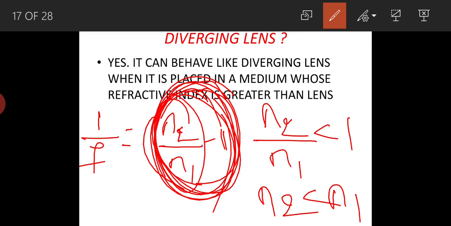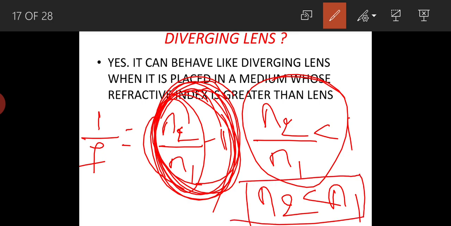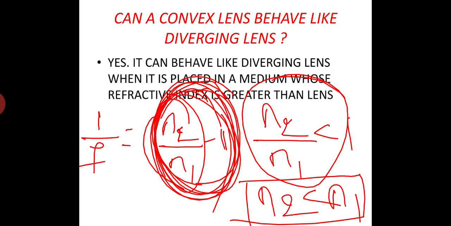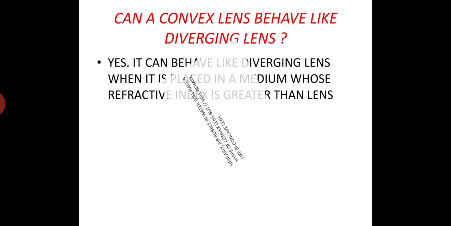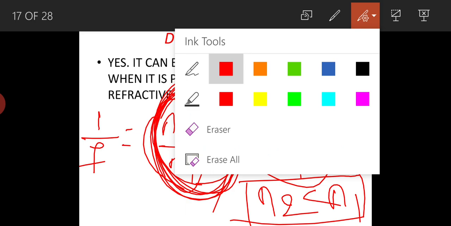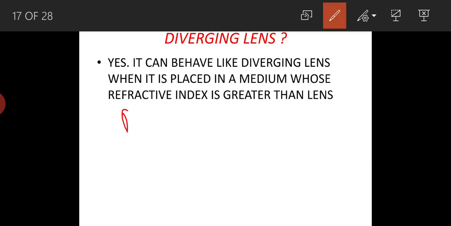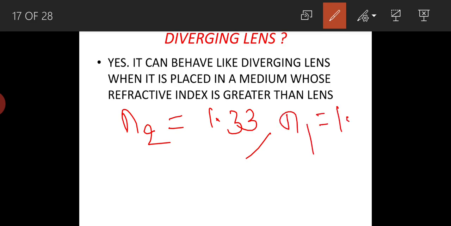If n2 by n1 is less than 1, then focal length will become negative. It means if the refractive index of the medium is greater than the refractive index of the lens, for example, if the lens is made up of water, the refractive index of the lens n2 is equal to 1.33. Now if this lens is placed in glass, it means n1 is equal to 1.5.